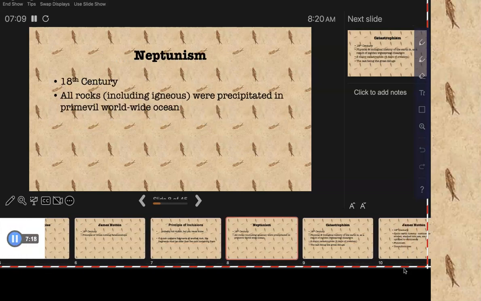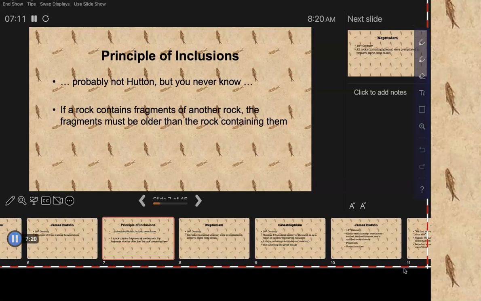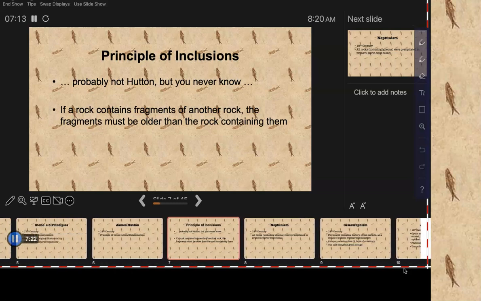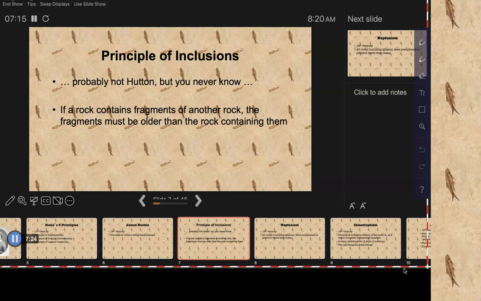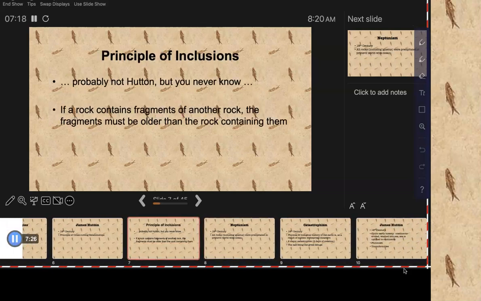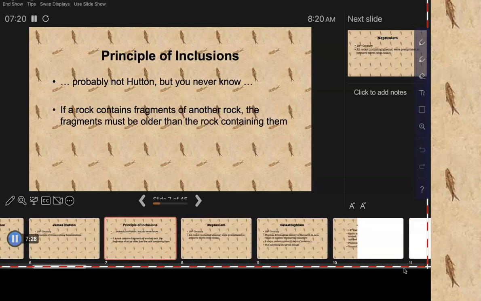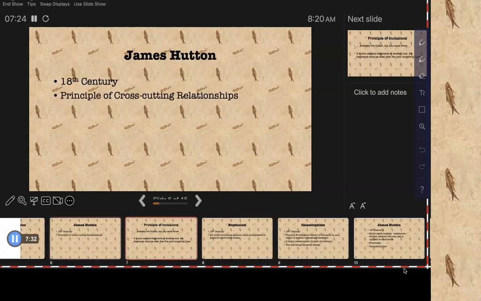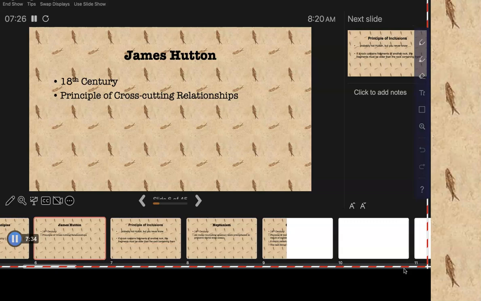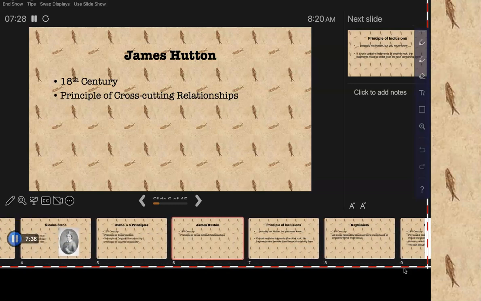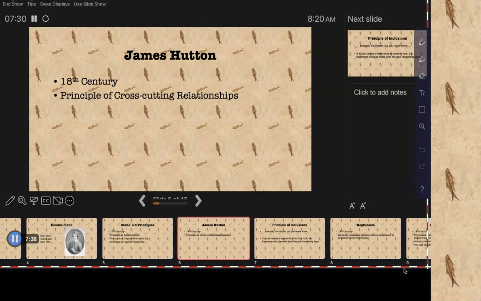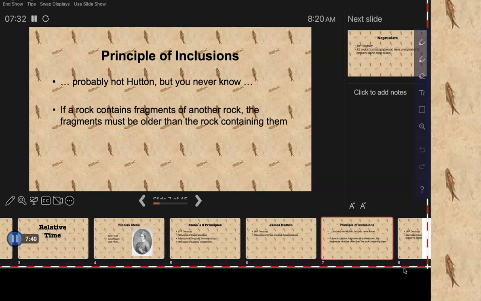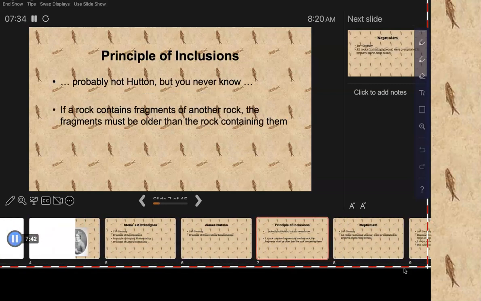This is odd. Why would I define inclusions, but I didn't define any of the others? Sorry, going the wrong way. All right, we're not gonna worry about this one for a moment.